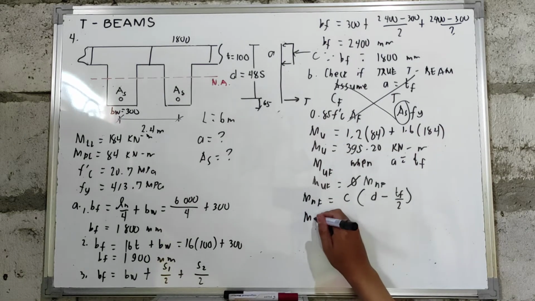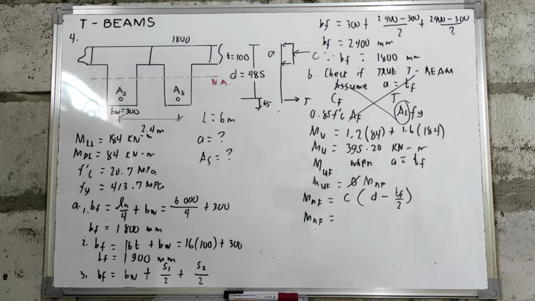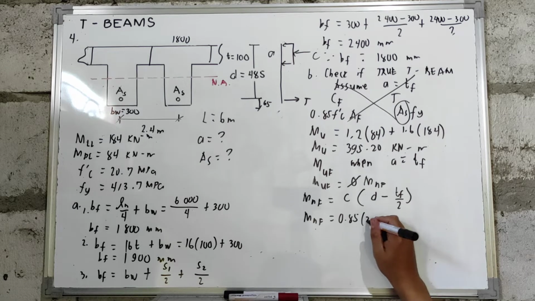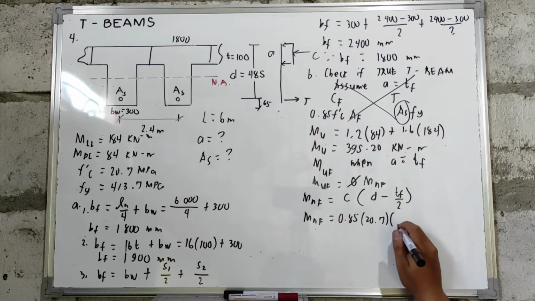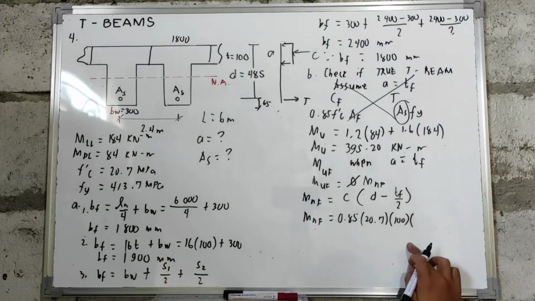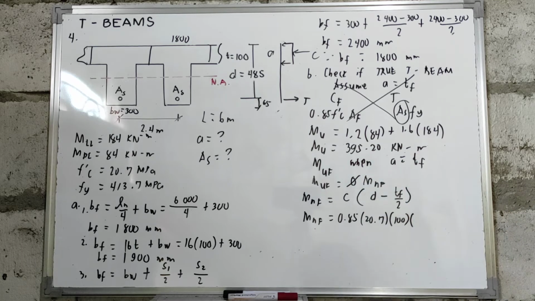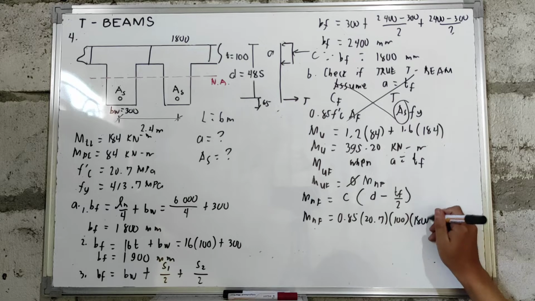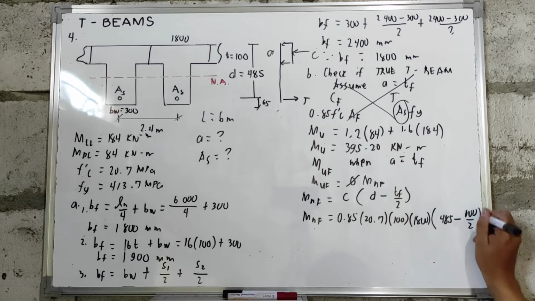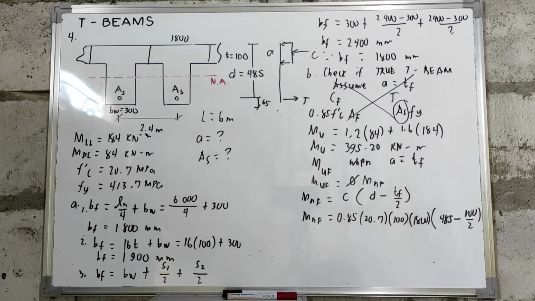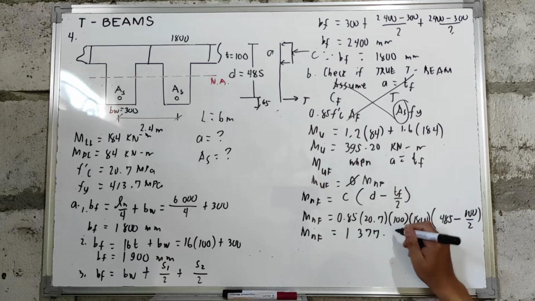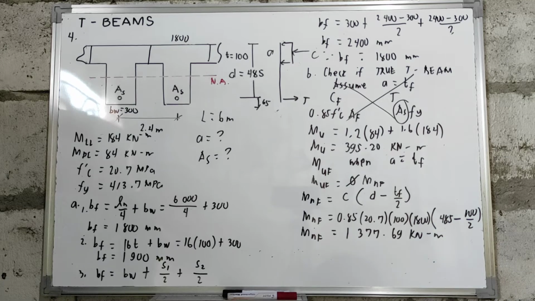So hanapin na ngayon natin yung value ng nominal moment natin sa flange. So that will equal to 0.85, so C, that is 0.85 F prime C. So ano yung value ng F prime C? That is 20.7. A, so yung A natin, that is equal to 100. So yung B natin dito, that will be the base ng flange natin. So yung area natin dito sa compression, ito yung area natin sa flange, which is equals to 100 by 1,800, multiplied by the moment arm. So your effective depth, that is 485, minus yung A natin na 100 over 2. So you will have a value of your nominal moment sa flange, which is equal to 1,377.69 kilonewton meter.